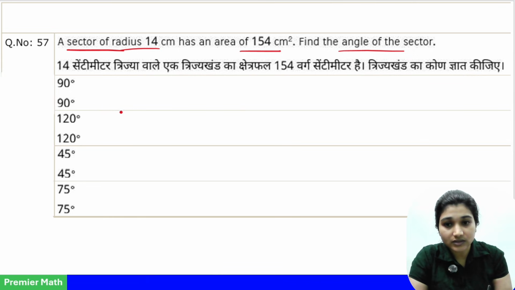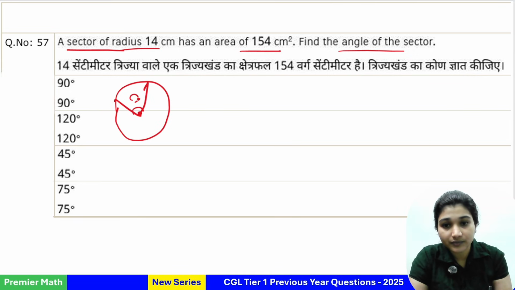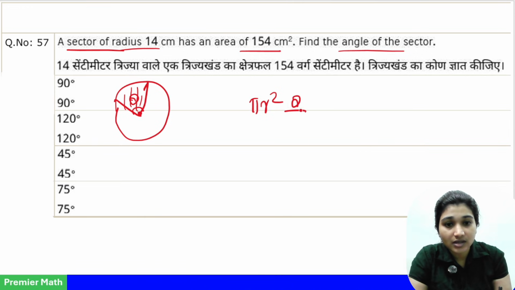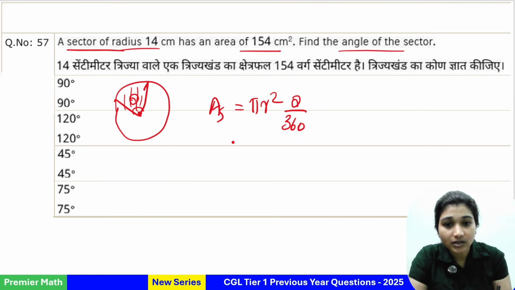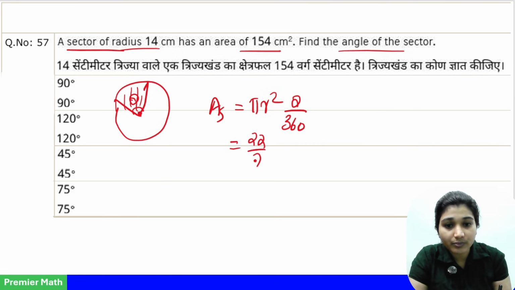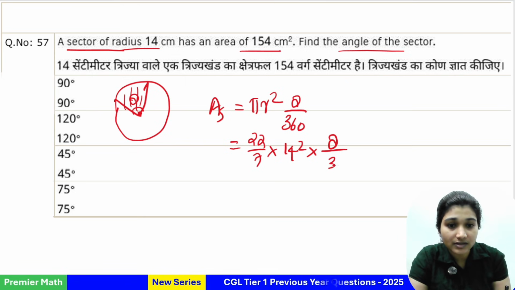A sector of radius 14 centimeter has an area of 154 centimeter square. Find the angle of sector. Here, if this is the angle of sector, now total area of circle is equal to pi r square. And pi r square is provided by total angle 360. But here the shaded region area is provided by theta out of 360. So this is the area of sector. Now this is equal to 22 by 7 into 14 square into theta by 360.